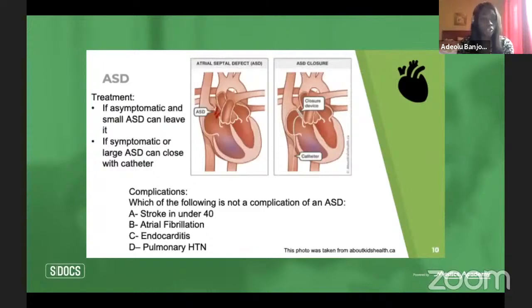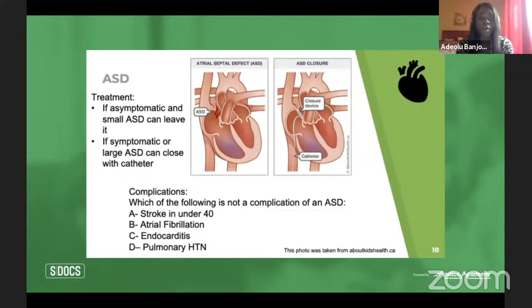So now for treatment, if it's a small ASD and the patient is asymptomatic, you can actually just leave it. But if they are symptomatic or the ASD is a lot larger, you can close it, usually with a catheter. And so the question below is, which of the following is not a complication of an ASD? And the answer is endocarditis.